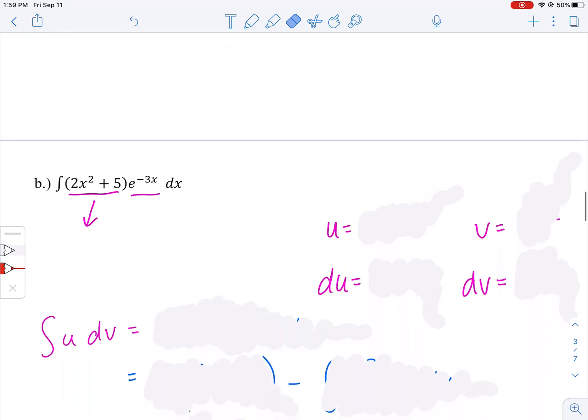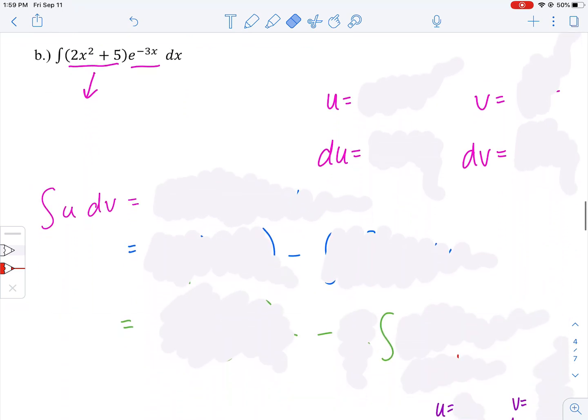Let's do another example in this video. Here's example number 2b. It asks us to integrate 2x squared plus 5 times e to the negative 3x. You might notice that I have an expression that has a variable in it times another expression that has a variable in it. I have a product rule. I can't quite use u substitution, but when I see that product rule, let's try and use our integration by parts. See if you can pause the video and pick out what you think u and dv is.